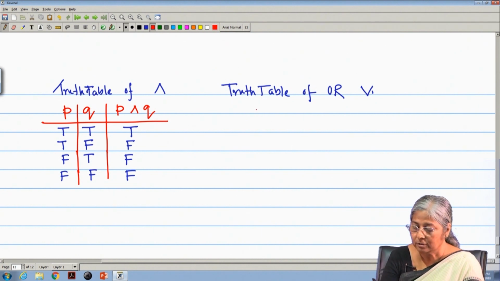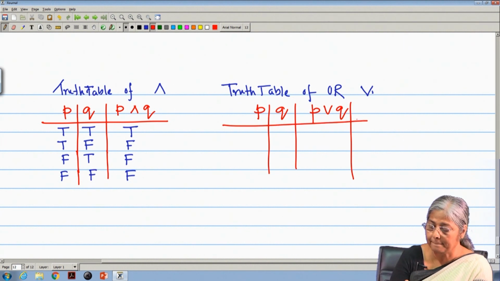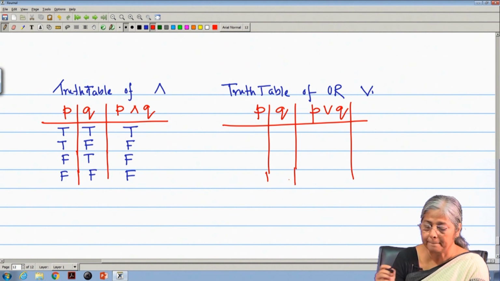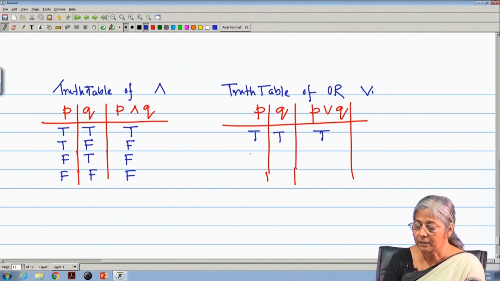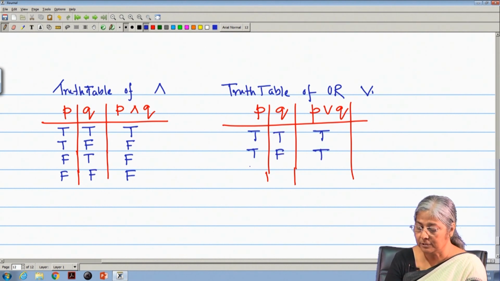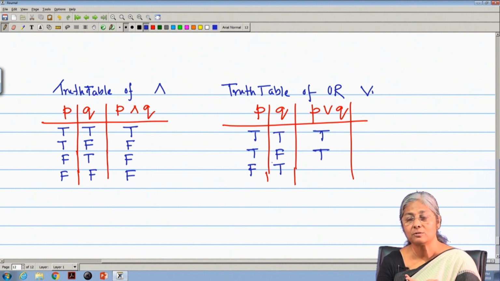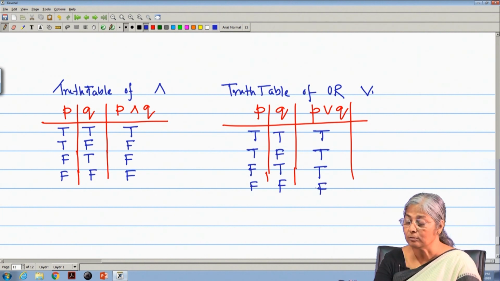So, I can draw the truth table P, Q, P or Q. If both are true, then it is true. If it is true or false, since it is OR, it is true. If it is false or true, if any one is true, then it is true. Only if both are false, then it will be false. So, this is inclusive OR.